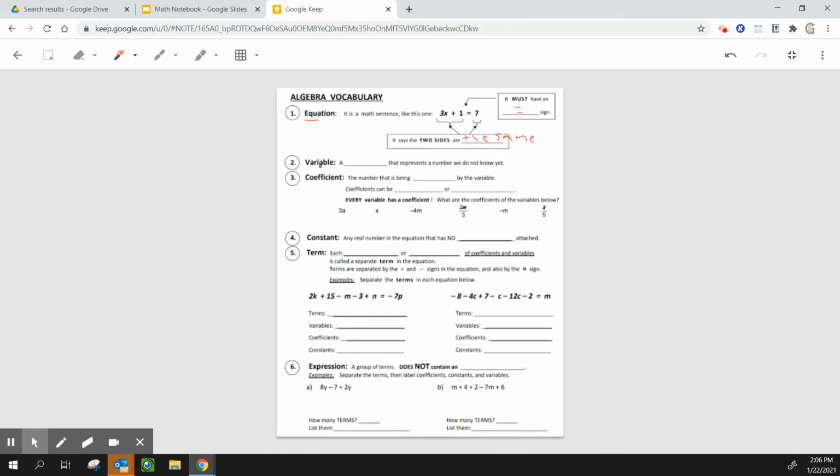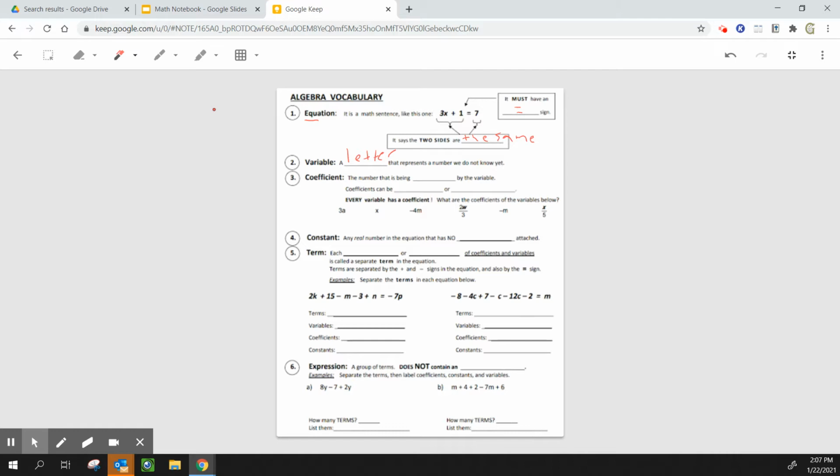Another thing to remember is what a variable is. A variable is a letter that represents a number that we do not know yet. So it's usually what we're going to try to find in a lot of these problems. This year in 7th grade, we're going to do problems that just have one variable in them for the most part once we start with equations. But you'll do some that have two a lot more next year in math.